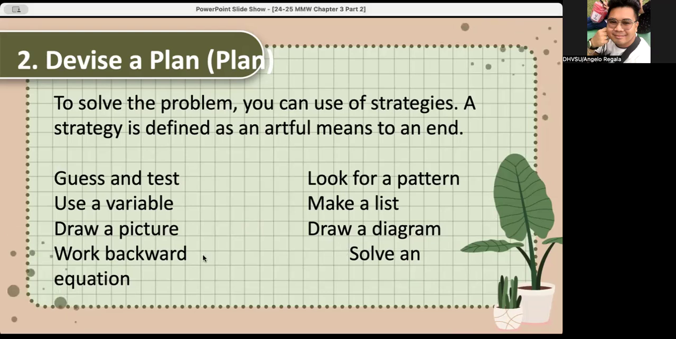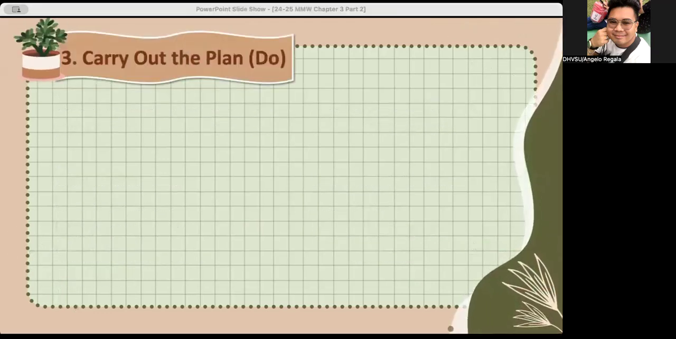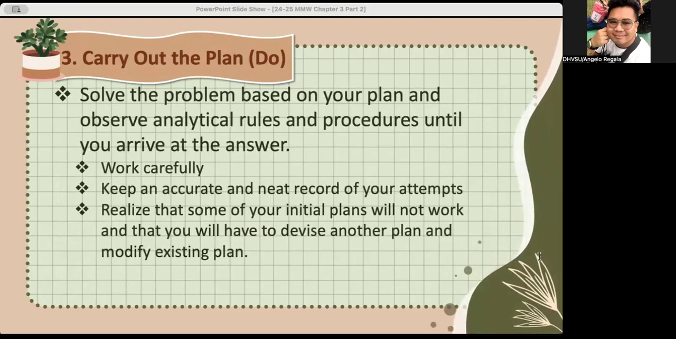Then after we understand and alam na natin kung anong gagawin natin, the next step is we carry out the plan. We do the plan. We solve the problem based on our plan and observe analytical rules and procedures until we arrive at the correct answer. According to Musser et al. in 2020, in carrying out a plan, you can implement the strategy that you have chosen.